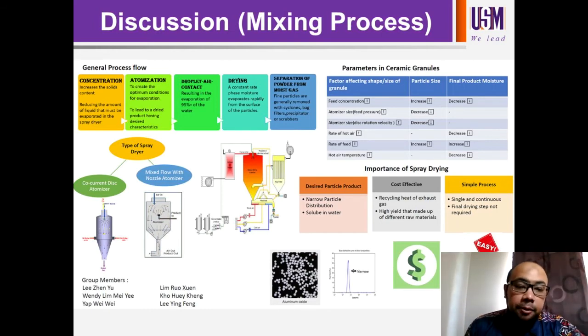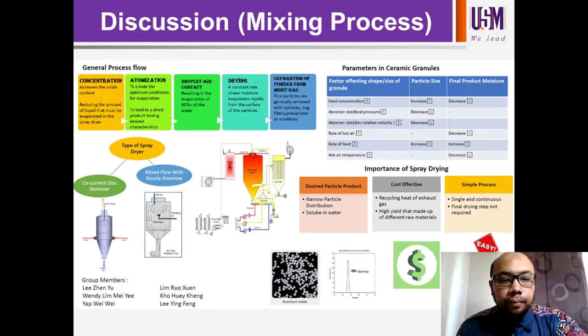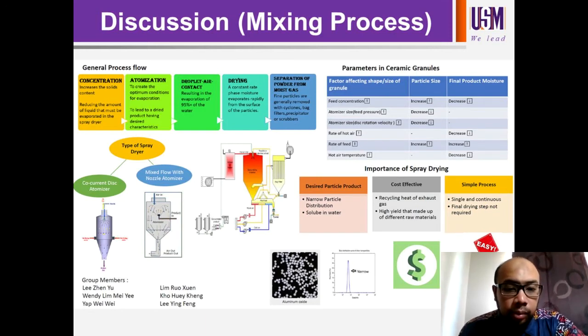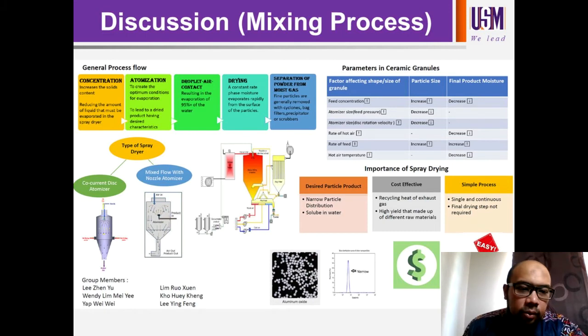Okay, for the types of spray dryer, in this slide I give you only two examples of the different types. Number one is the co-current disk atomizer, and number two is the mixed flow with nozzle atomizer. What is the difference between them? In this case, at the top of the spray dryer silo, you can see the disk atomizer. This disk will rotate and distribute all the slip liquid that you mixed before in the spray dryer machine.